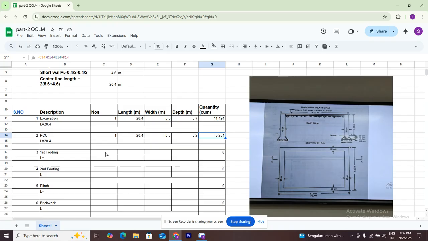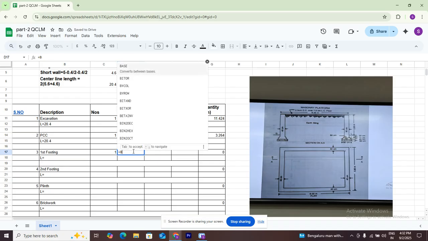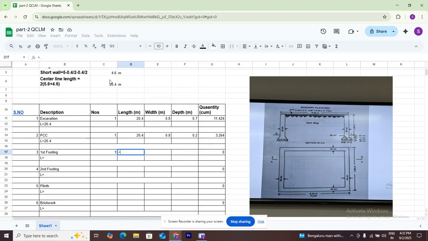Okay, what is the first footing? Here, the first footing is 60 centimeters wide and 20 centimeters is the depth of the first footing. The number is one only. We are calculating the center, that's why one only. 20.4 is the length. What is the width of the footing? The first footing is 60 centimeters, nothing but 0.6.